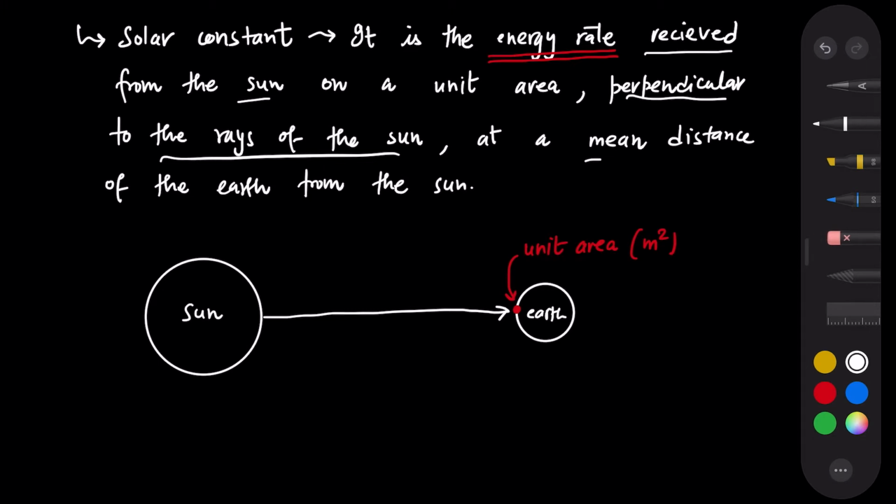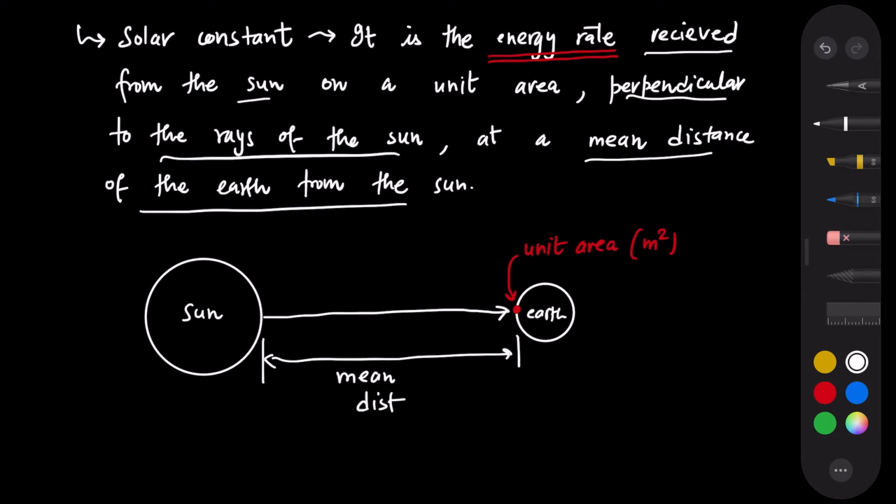At a mean distance of the earth from the sun. So this distance has to be the mean distance, and we already know this mean distance is equal to 1.496 into 10 to the power 8 kilometer. So first of all, the value of solar constant is calculated for a unit area, and at a mean distance.